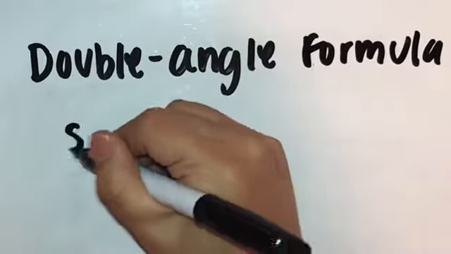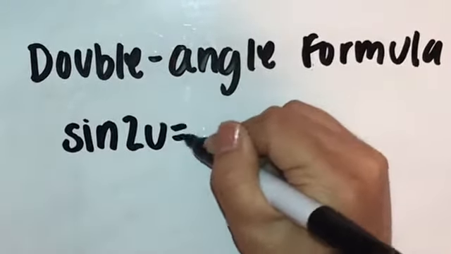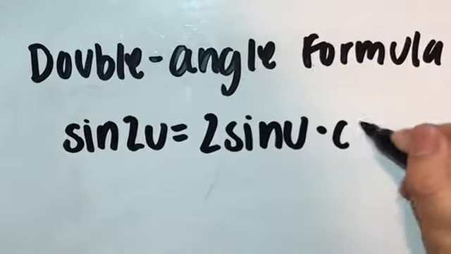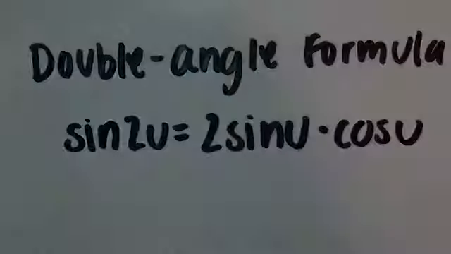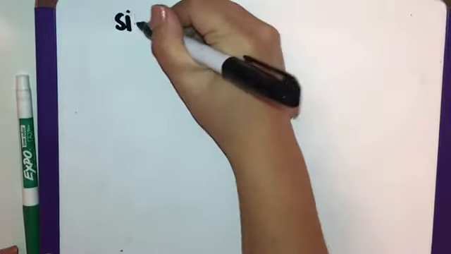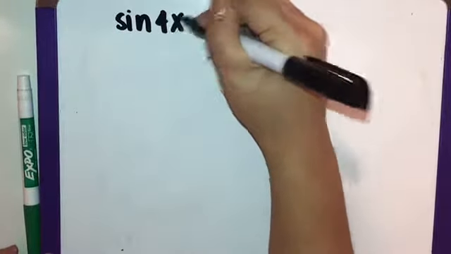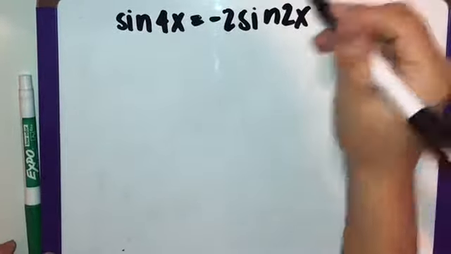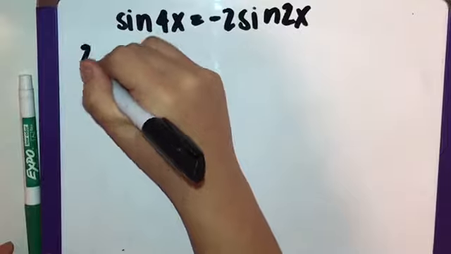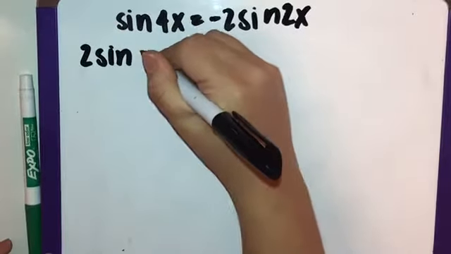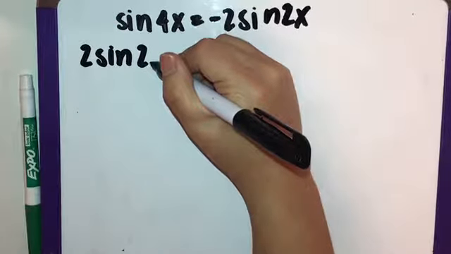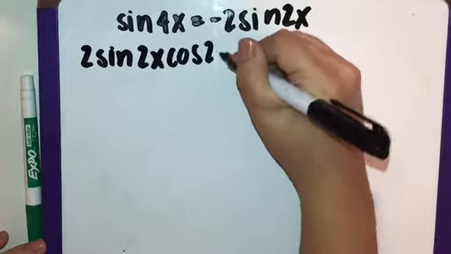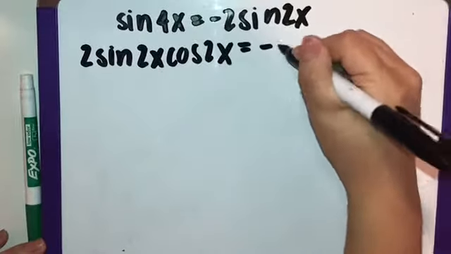With this problem, we will be using the double angle formula of sine 2u equals 2 sine u times cosine u. Once again, we have the equation sine 4x equals negative 2 times sine 2x. Since we know the double angle formula is sine 2u equals 2 times sine u times cosine u, we can replace sine 4x with 2 times sine 2x times cosine 2x and then just bring down negative 2 times sine 2x.